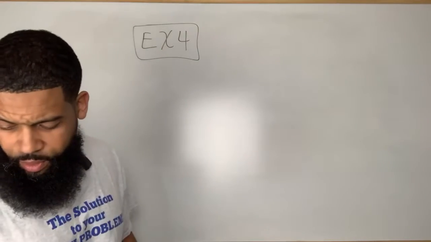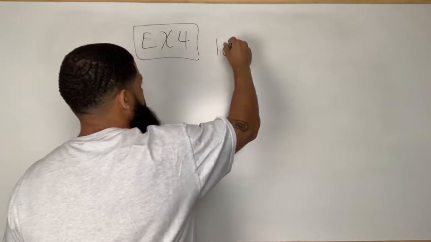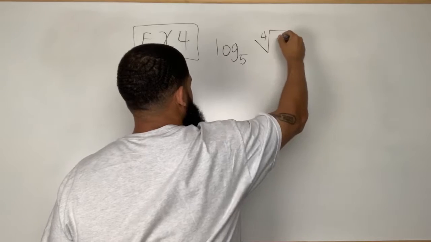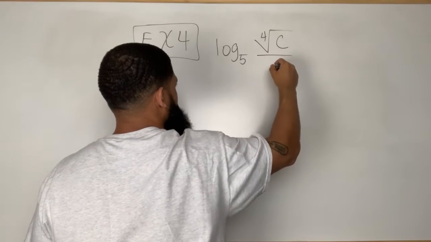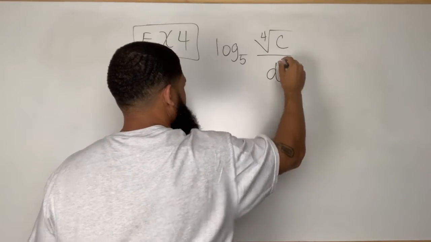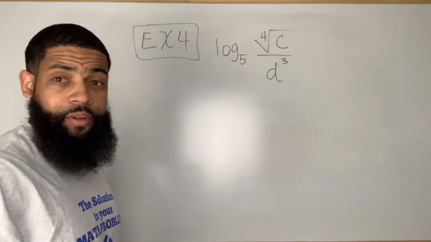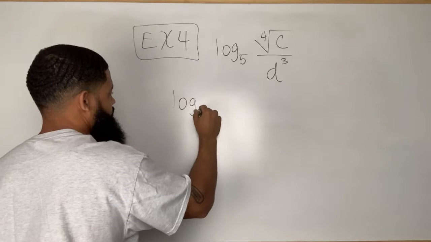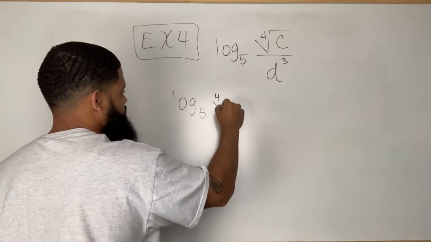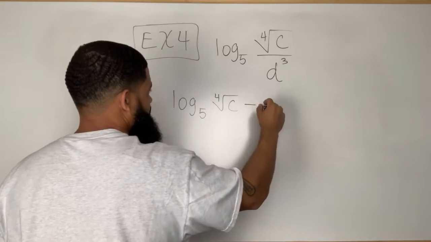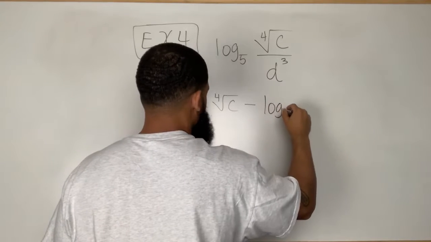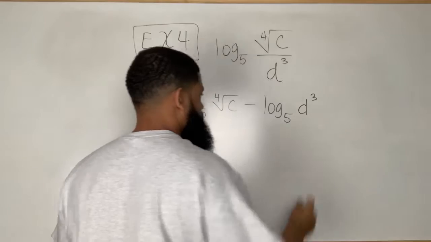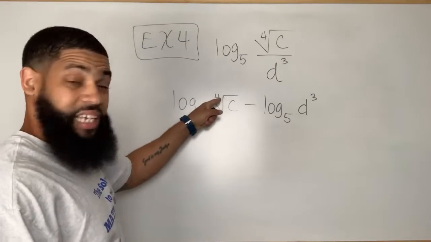We have log base 5 of the 4th root of c over d to the third power. All right, so still going to keep log base 5. I'm going to say the fourth root of c, and then minus log base 5 of d to the third power. Now, this has an exponent.